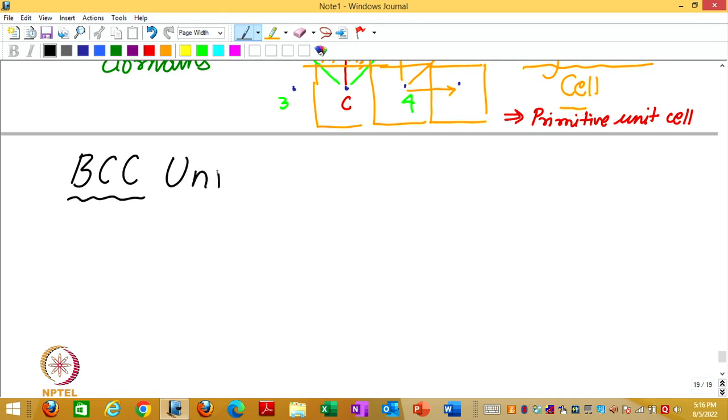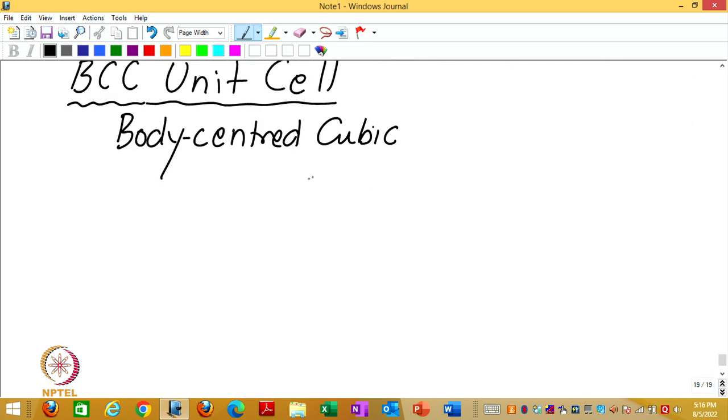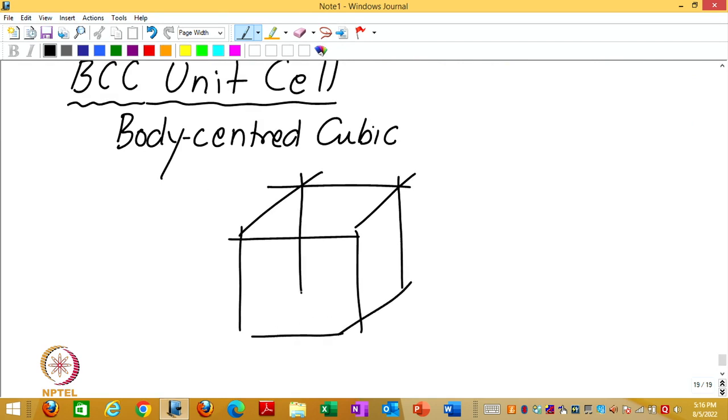So, let us say BCC unit cell, body centered cubic. Body centered cubic is a three-dimensional lattice where the lattice points are at the corners, and there is a lattice point at the center. That is why it is called, and by repeating this cube, the lattice which I will generate, I will call it body centered cubic lattice.